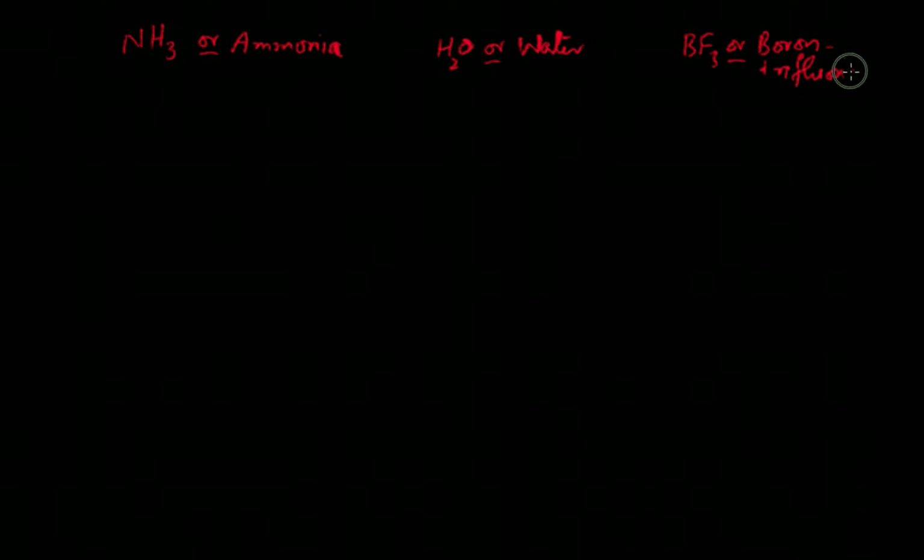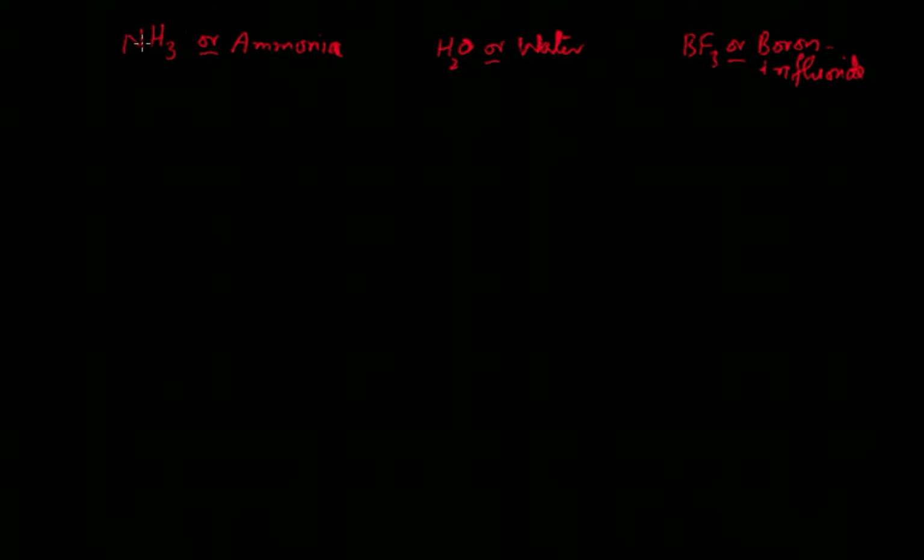Now we look at some more examples for explaining the hybridization concept and the bonding as well as structure of those molecules. We have example of NH3, that is ammonia, we have example of H2O or water, and we have example of BF3 or boron trifluoride.